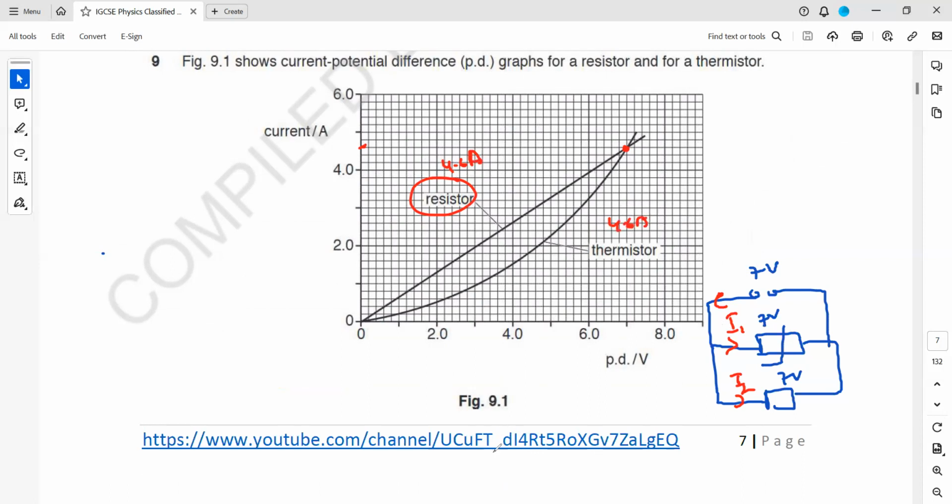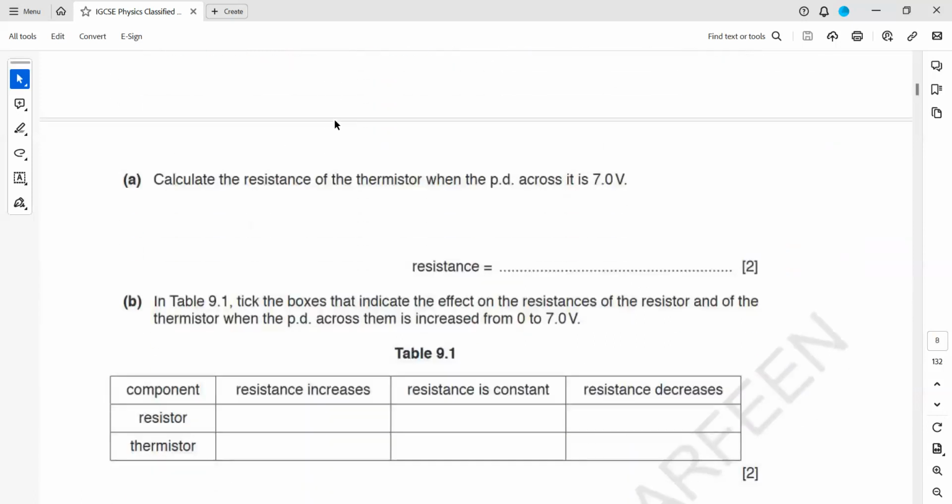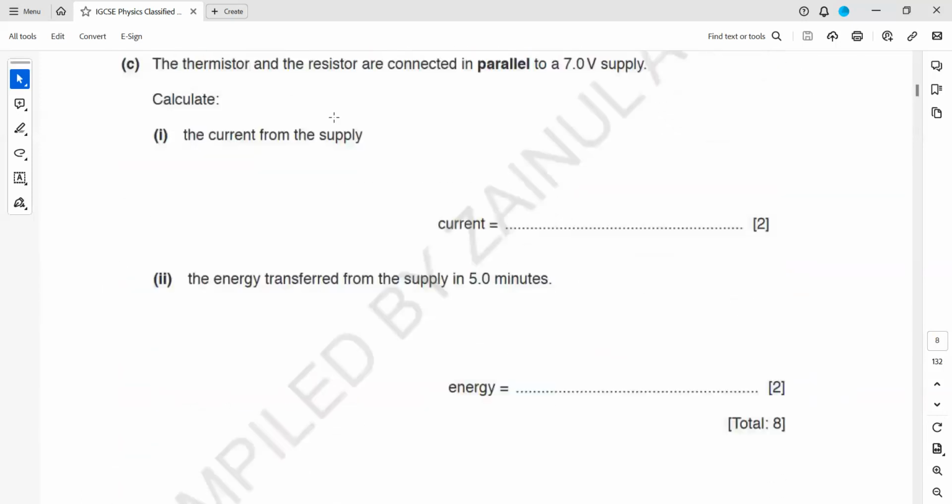So what is the total current from the supply? 4.6 plus 4.6 equals 9.2. So 9.2 amperes is the total current. In parallel, if you need the total current, add the currents passing through each component.